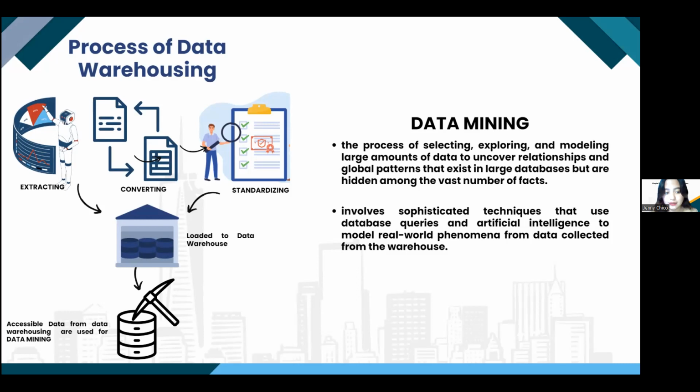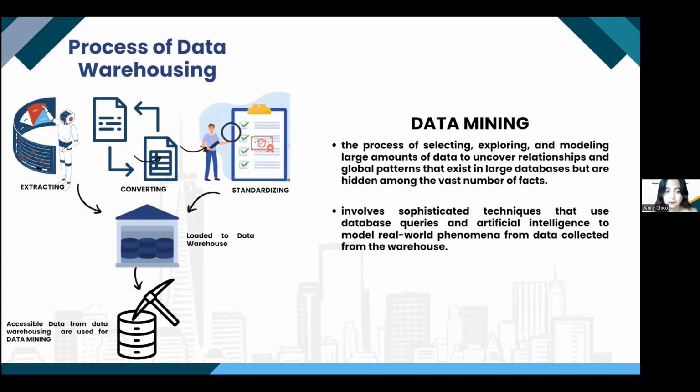But what is data mining? So data mining is the process of selecting, exploring, and modeling large amounts of data to uncover the relationships and global patterns that exist in large databases but are hidden among vast number of facts. So it involves sophisticated techniques that use database queries and artificial intelligence to model real-world phenomena from data collected from the data warehouse.